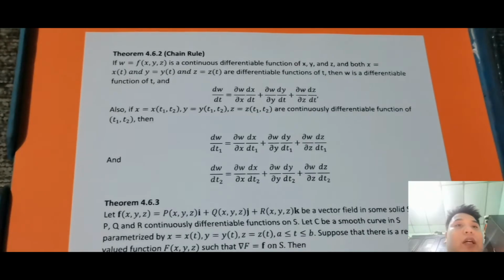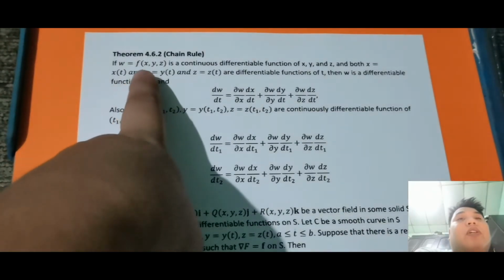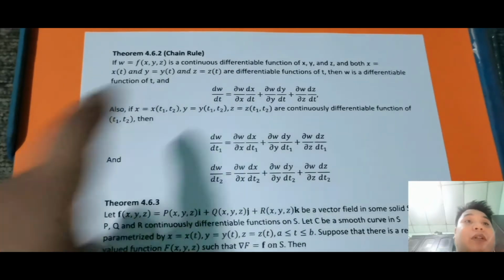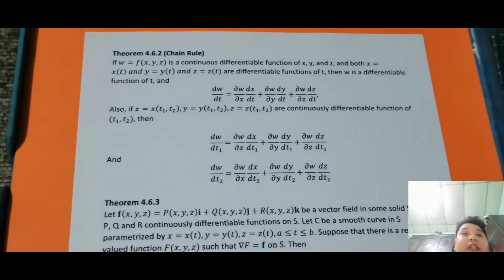So, pansinin mo, no? Sa R3, if w is equal to f of x, y, z is a continuous function of f of x, y, and z, and both x is equal to x of t, y is equal to y of t, and z is equal to z of t are differentiable functions of t, then w is a differentiable function of t, and ito yung kanyang derivative.